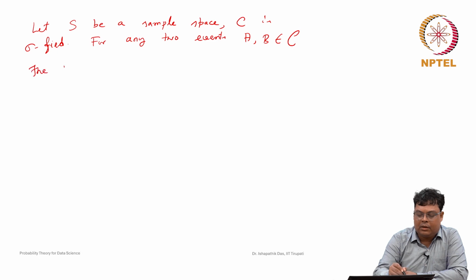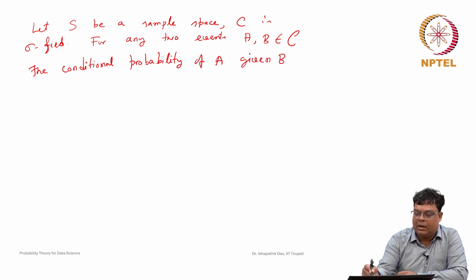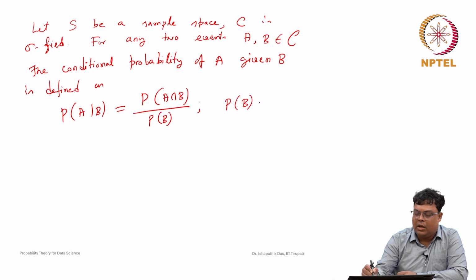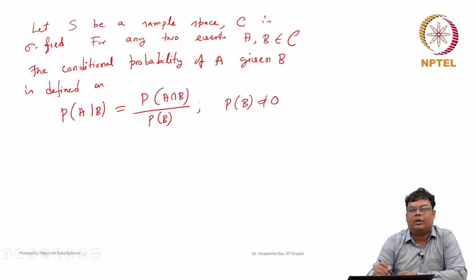The conditional probability of A given B is defined as probability of A given B, which is nothing but probability of A intersection B divided by probability of B, where we assume that probability of B is not equal to 0. If probability of B is equal to 0, then we cannot define this conditional probability; it will be undefined.